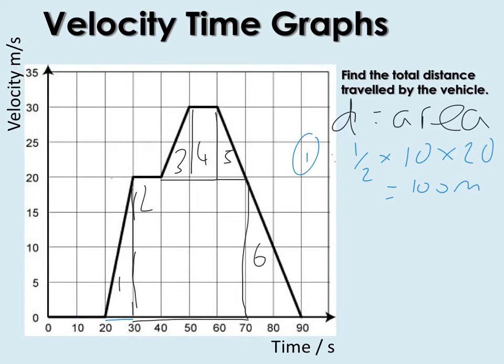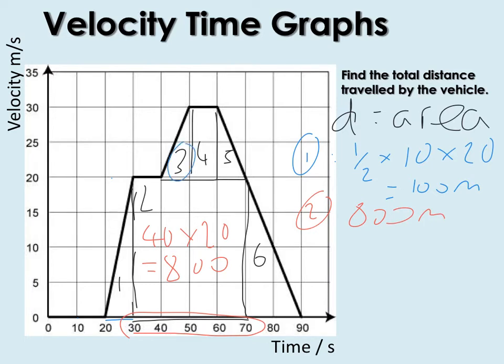For part 2 we're looking at a rectangle, so we're going to do base times height for that one, and we can see that the base runs between 30 and 70, so that's a distance of 40. I'm going to multiply that one by the height, which is 20, and that will give us an answer of 800 metres. So you can write 2 up here, 800 metres.